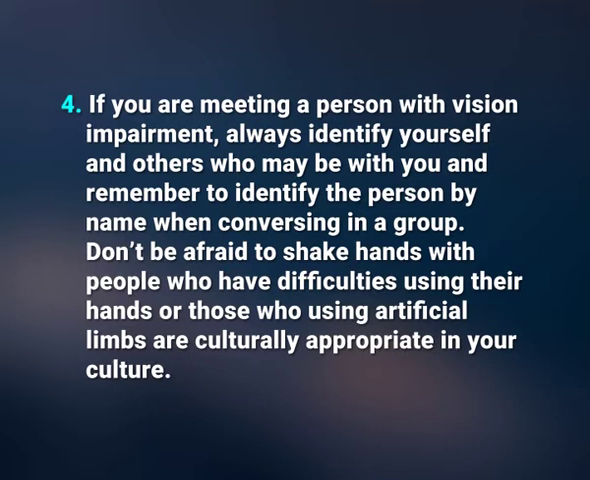If you are meeting a person with vision impairment, always identify yourself and others who may be with you, and remember to identify the person by name when conversing in a group. Don't be afraid to shake hands with people who have difficulties using their hands or those who are using artificial limbs, if culturally appropriate in your culture.